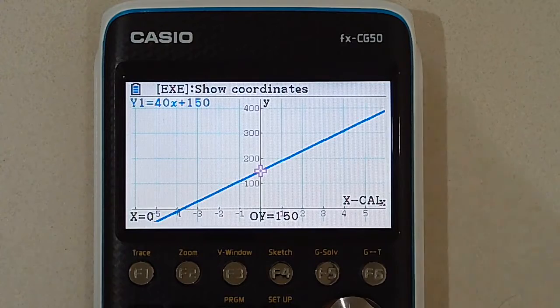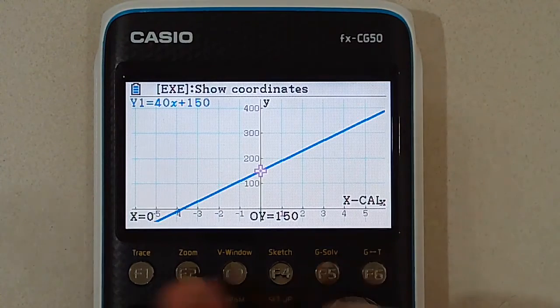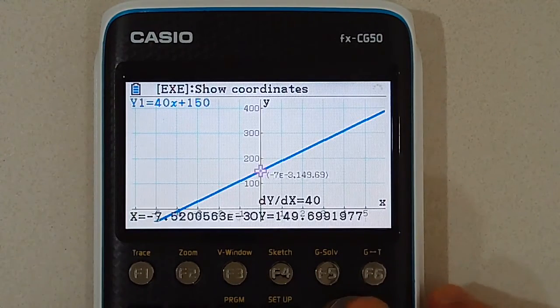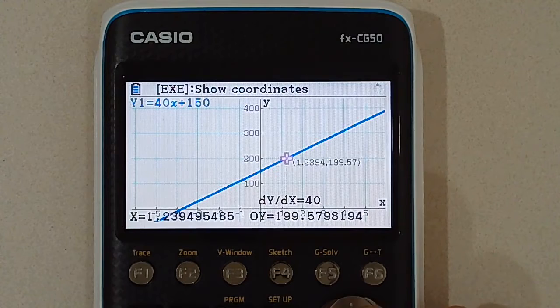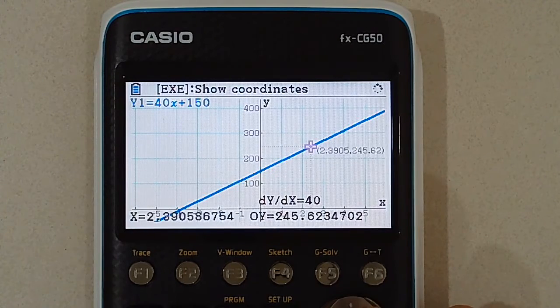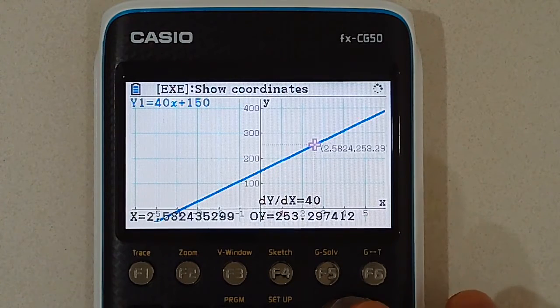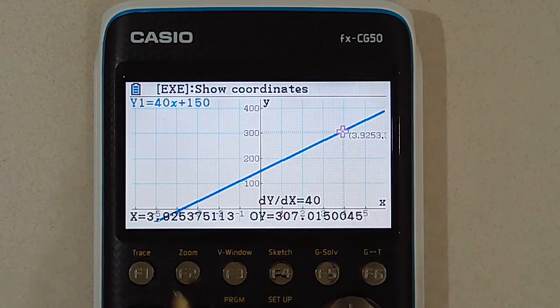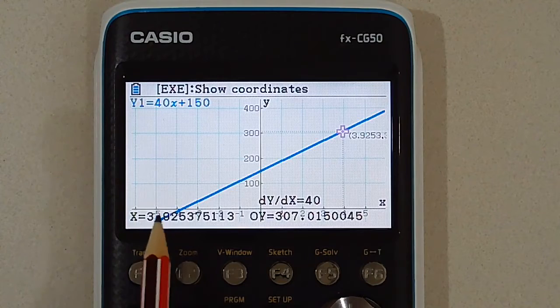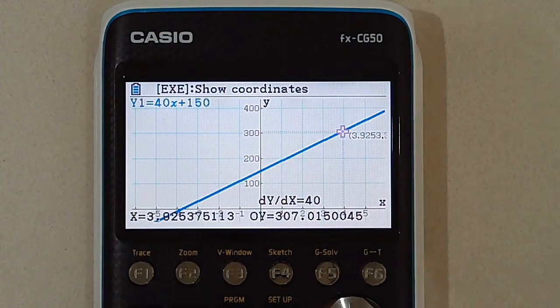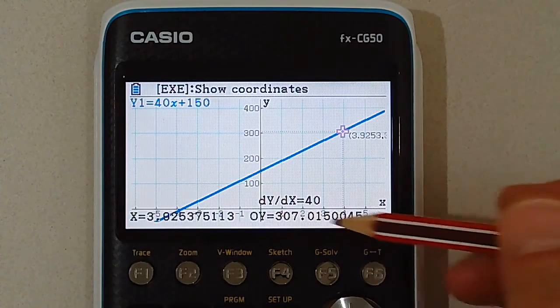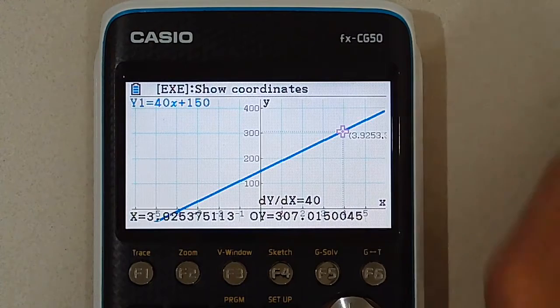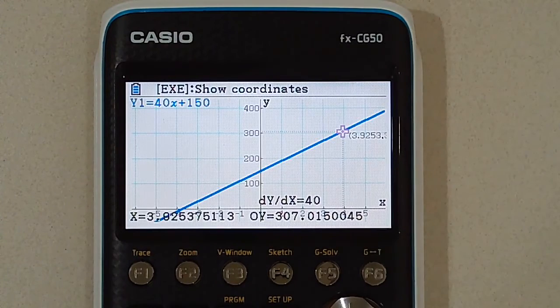All right. So going back to our function, there's a trace function on this calculator as well. So we can move around anywhere on this line, and that'll give us an x value here. So this is our n, if you remember, the number of people. Even though it's in decimal, we know it has to be a whole number. And the y value here gives us a cost as well. All right, so your graph should look something like this.